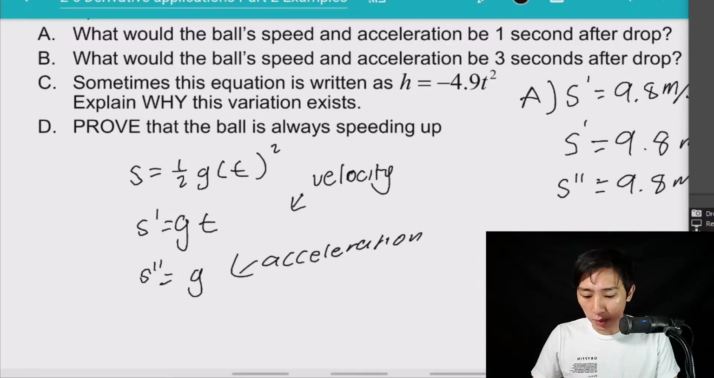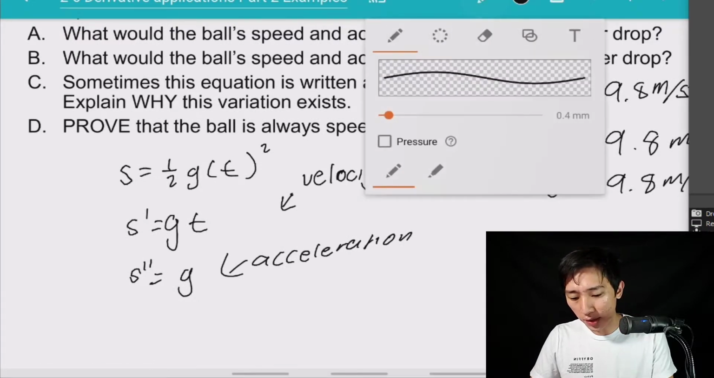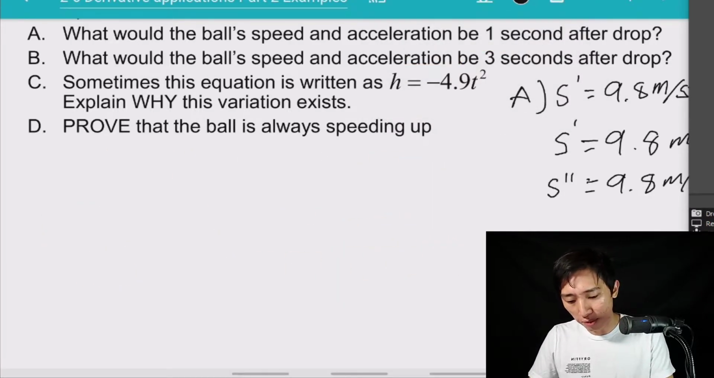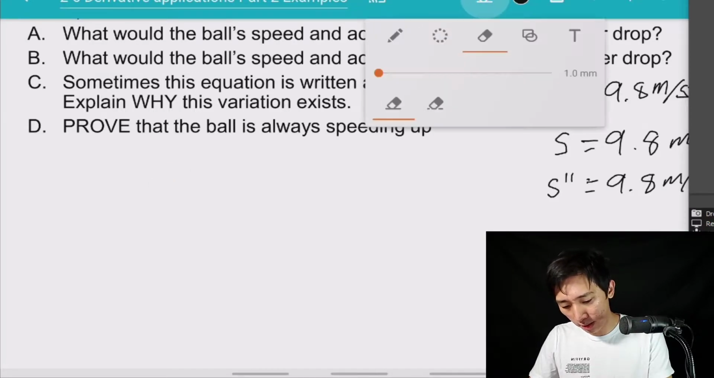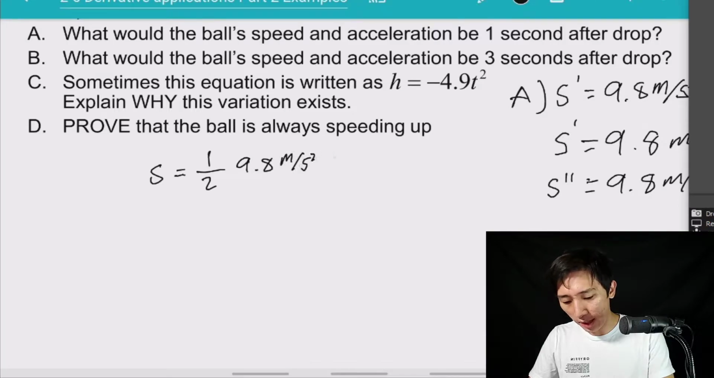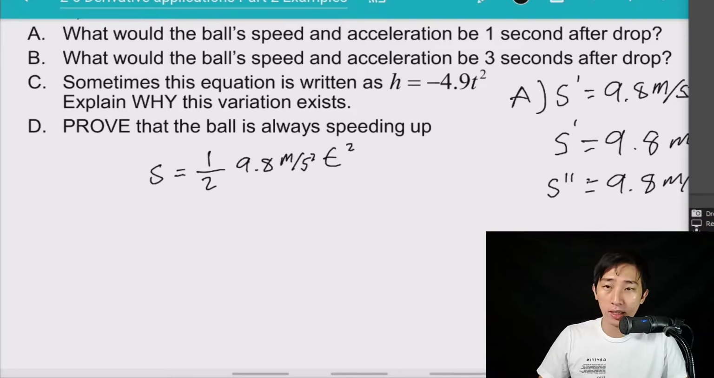Now, this is actually a really interesting question because it forces you to understand what your different parts are. But let's break it down. Let's work with our original problem. S equals 1/2 times 9.8 meters per second squared times t squared. So this is my position function.